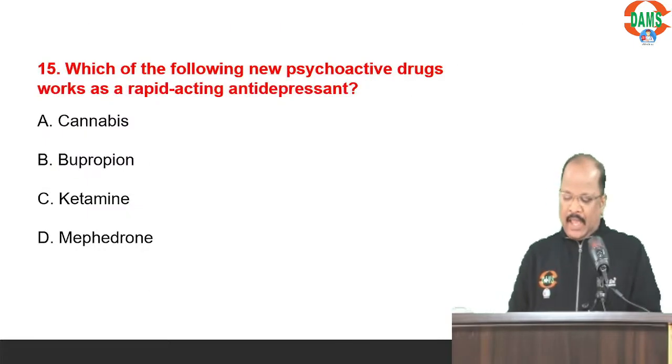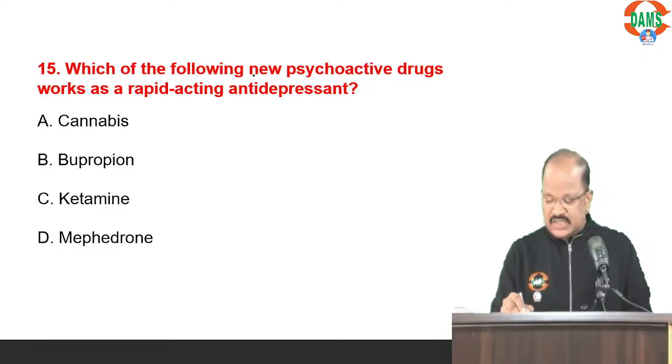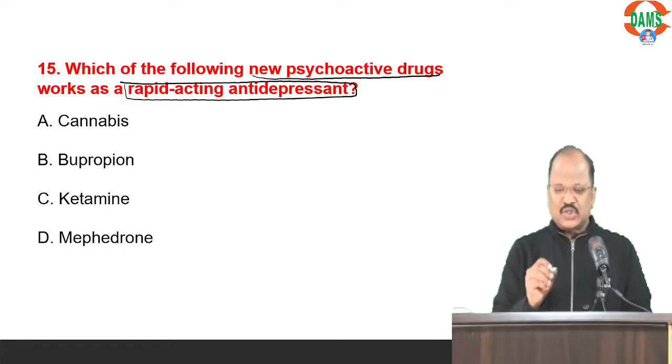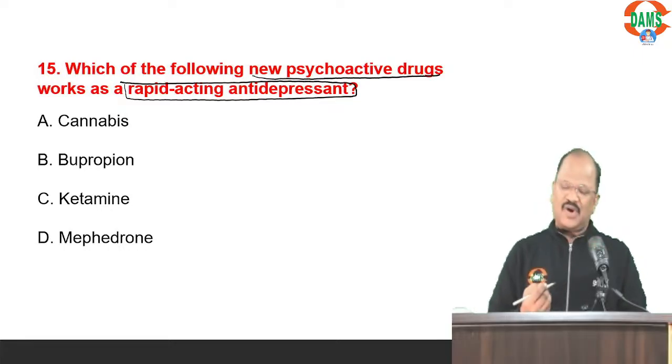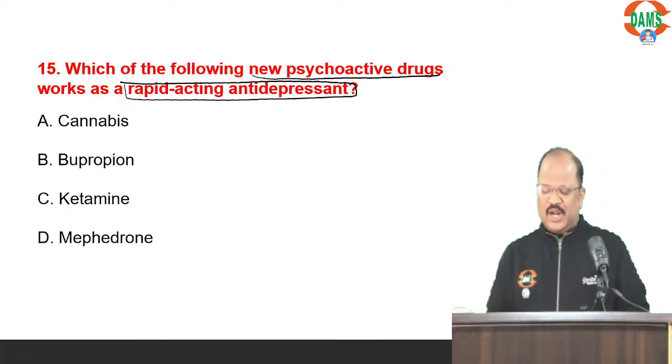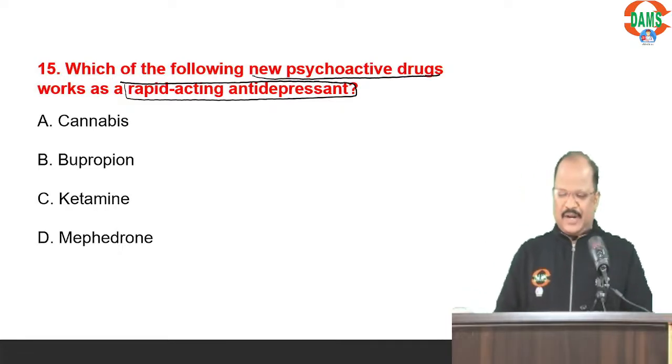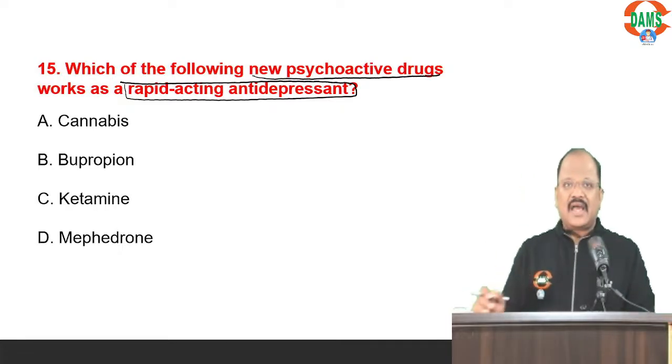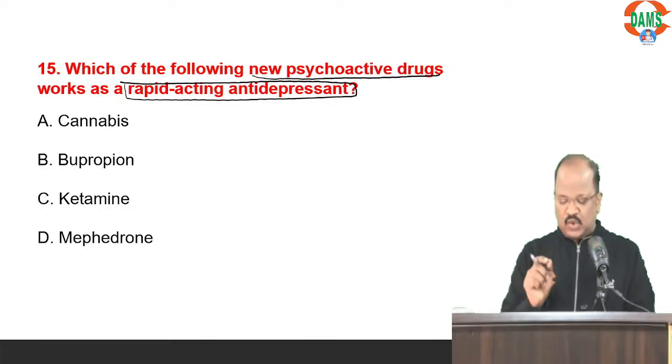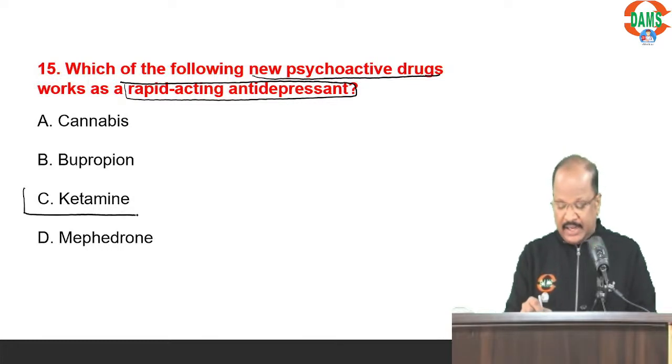Now, which of the following new psychoactive drugs works as a rapid acting antidepressant? It's a new question about a new psychoactive drug useful for rapidly having antidepressant property. Options: cannabis, bupropion, ketamine, methadone. The best answer is ketamine. Come on, ketamine is a psychoactive drug.